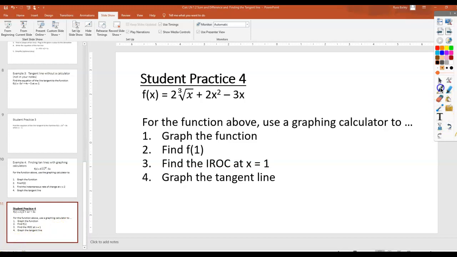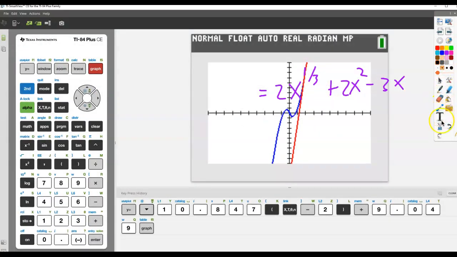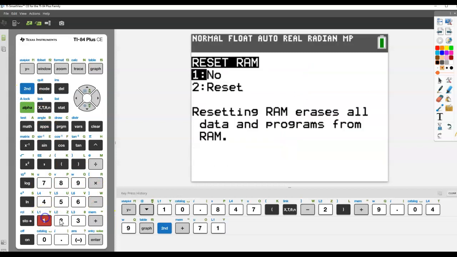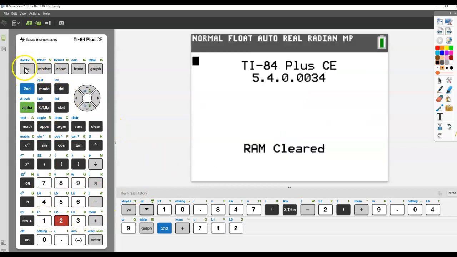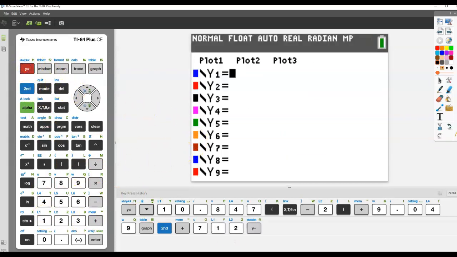Okay? So the first thing that you want to do is you want to rewrite this as 2x to the 1/3 power plus 2x squared minus 3x. Now we're going to go ahead and type that into our calculator. Before I do, I'm going to clear out what I did last time though. So I'm going to push second plus 712 to reset my calculator. I'm going to push y equals, and we're off.